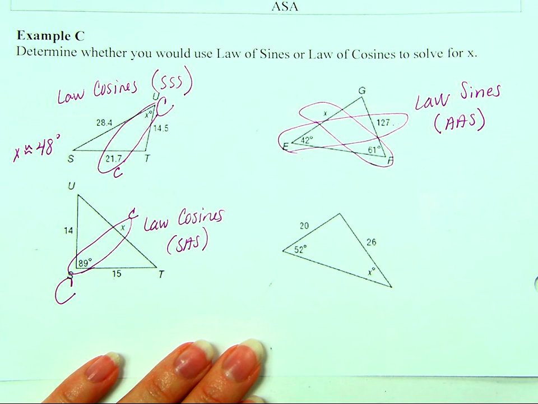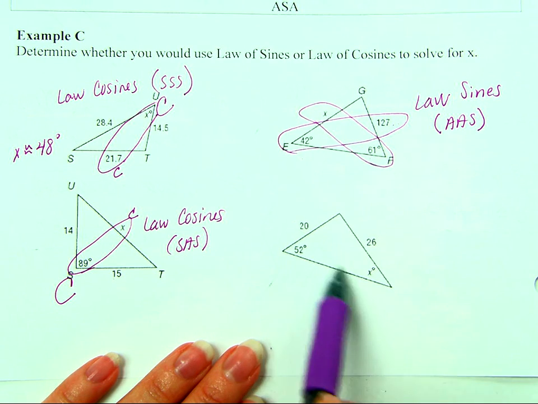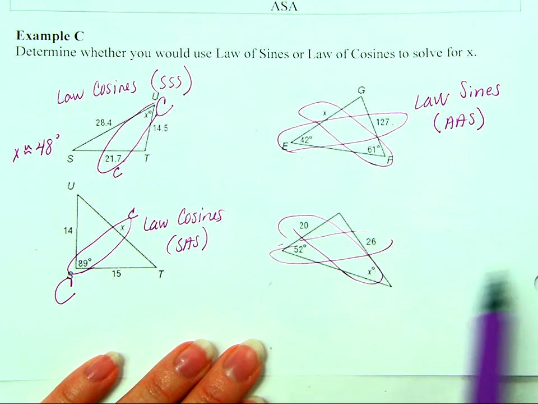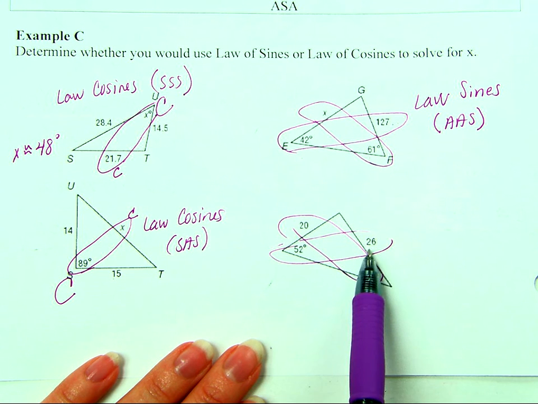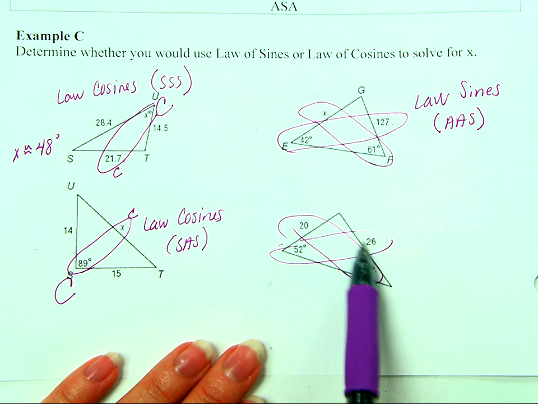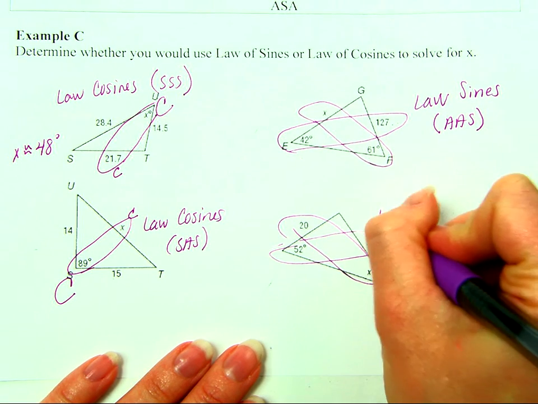Sometimes this last one can throw people for a little bit of a loop. Oh, actually, not too bad. These would match up. And these would match up. What do I have here? Well, I have side, side, angle, or angle, side, side. And so that tells me the law of sines.